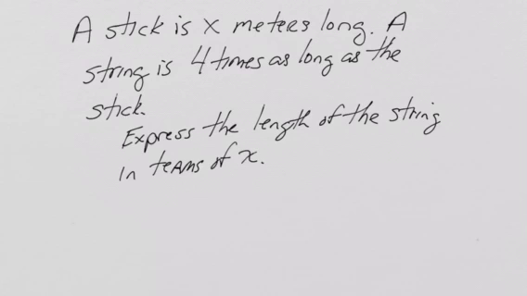Oh wait, there's going to be word problems? Well, a stick is x meters long, and a string is 4 times as long as the stick. Express the length of the string in terms of x. Well, it's 4x, because it is 4 times longer than the stick. And if this is the stick, the string would be 4 times longer.